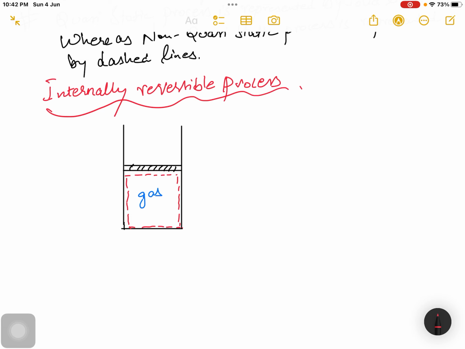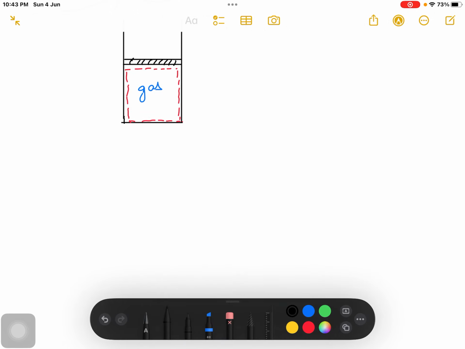Okay, for every intermediate process, properties are uniform throughout. How do we tell the properties are uniform throughout? Because the process is a quasi-static process, which means the intensive properties are the same throughout the system. There are no viscous losses. The viscous losses are zero.